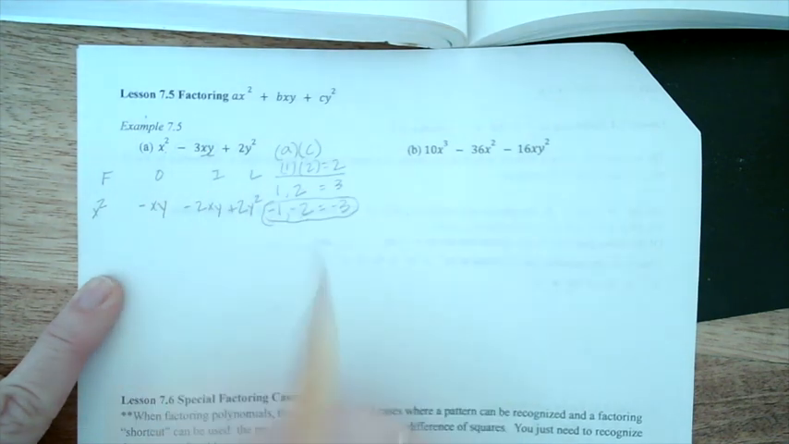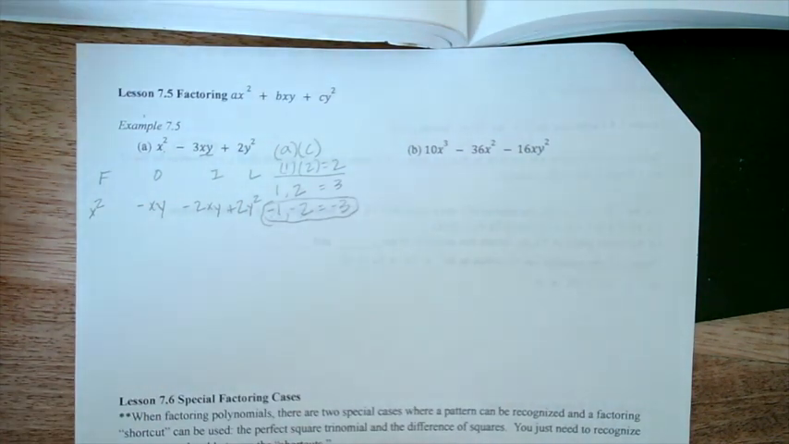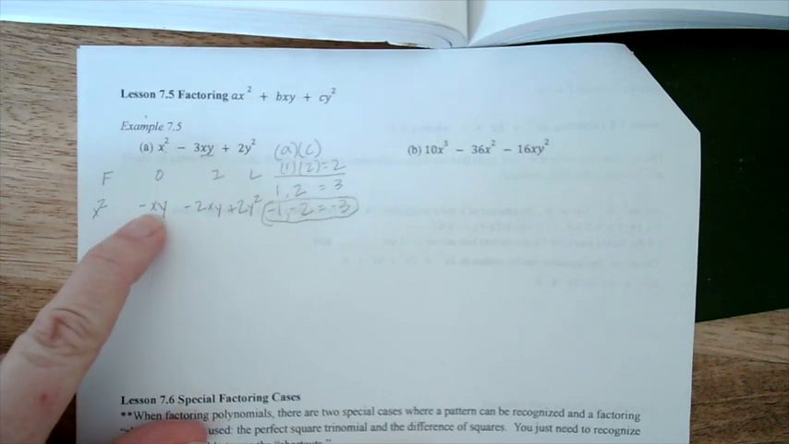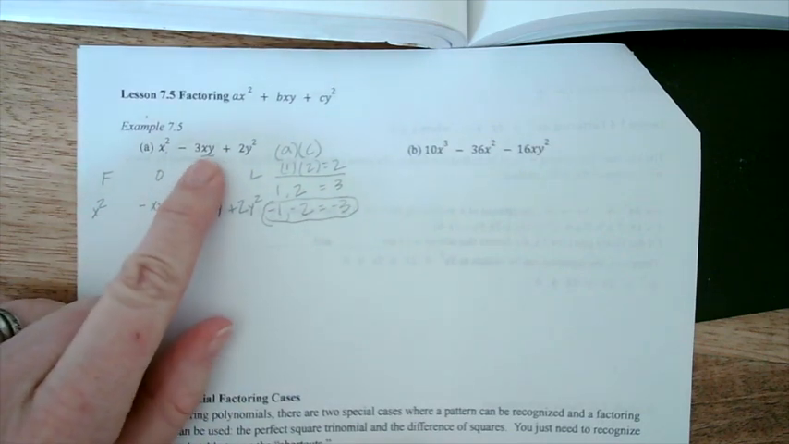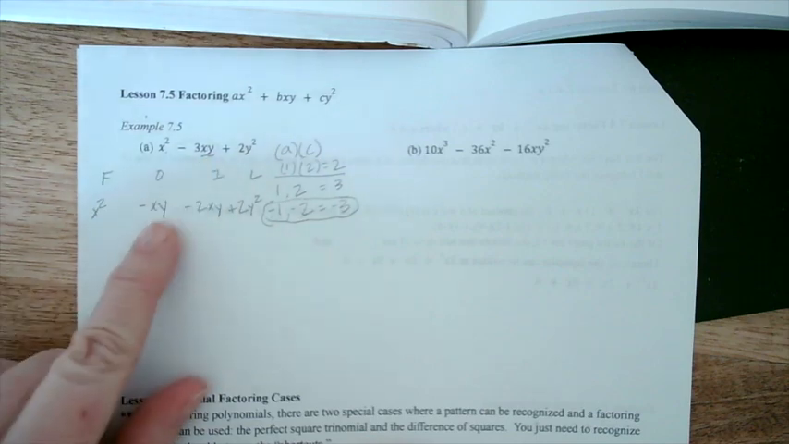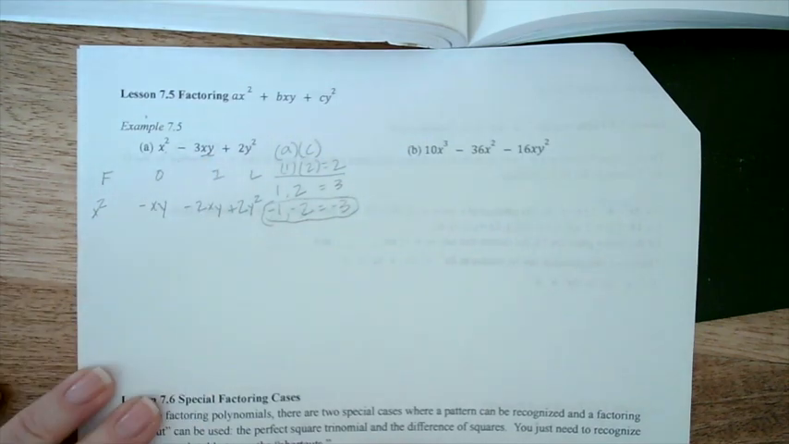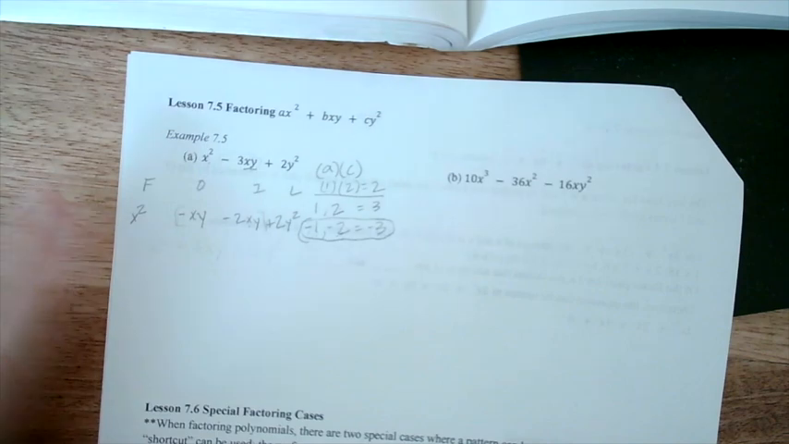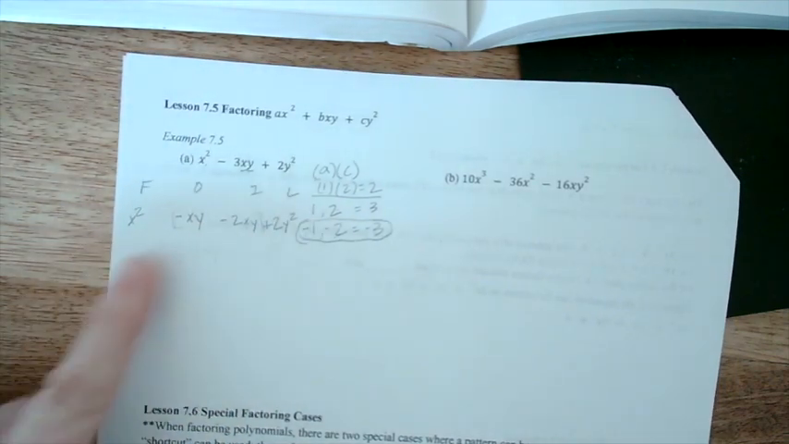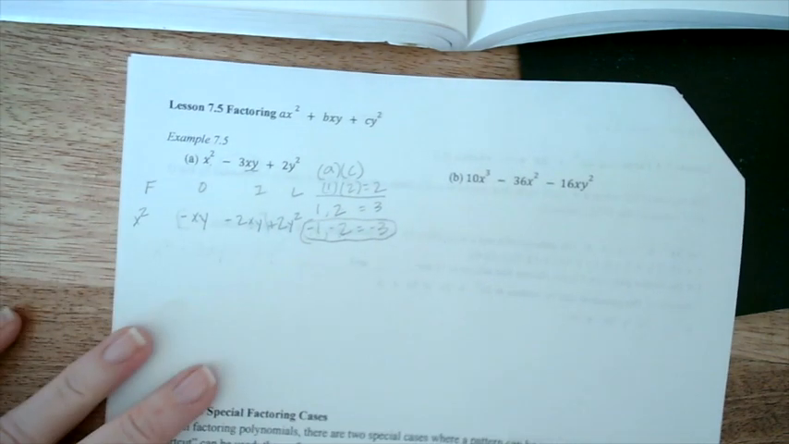Yesterday, or depending on whenever you're watching this, Monday, when we were doing this, we just put in x's, but in this case, it is labeled with the two variables x and y, so that's why we have to put the x and y. Okay, so we have our FOIL here.